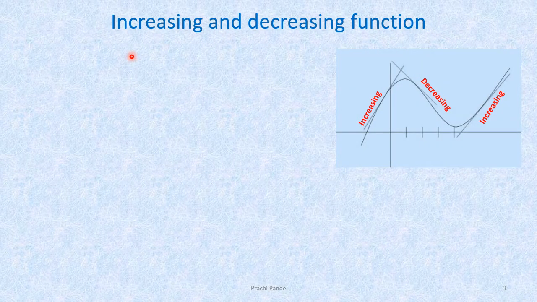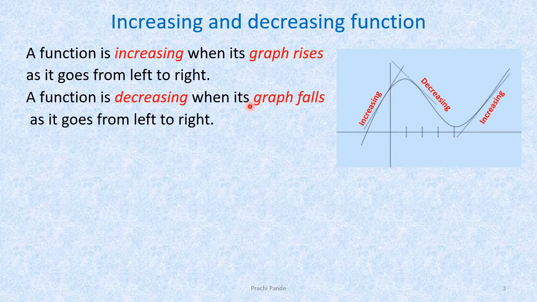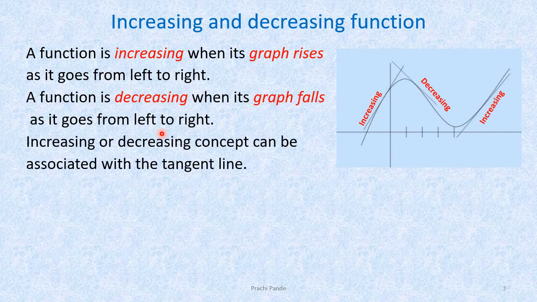Increasing and decreasing function. A function is increasing when its graph rises as it goes from left to right, and it is decreasing when its graph falls as it goes from left to right. Increasing or decreasing concept can be associated with the tangent line. In this graph, you can see the pattern of increasing and decreasing of a graph. Whenever the graph increases, the slope of the tangent is positive, and when the graph decreases, the slope is negative.